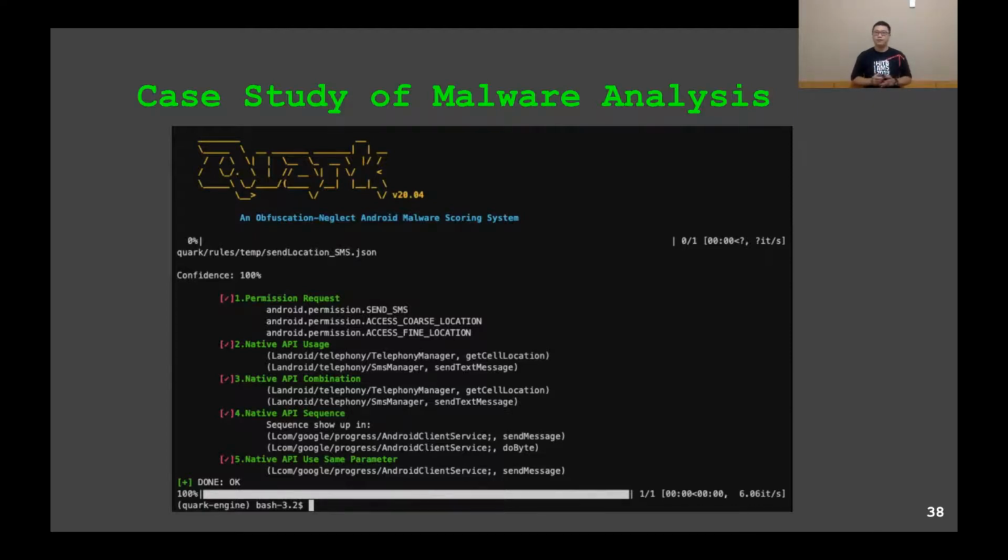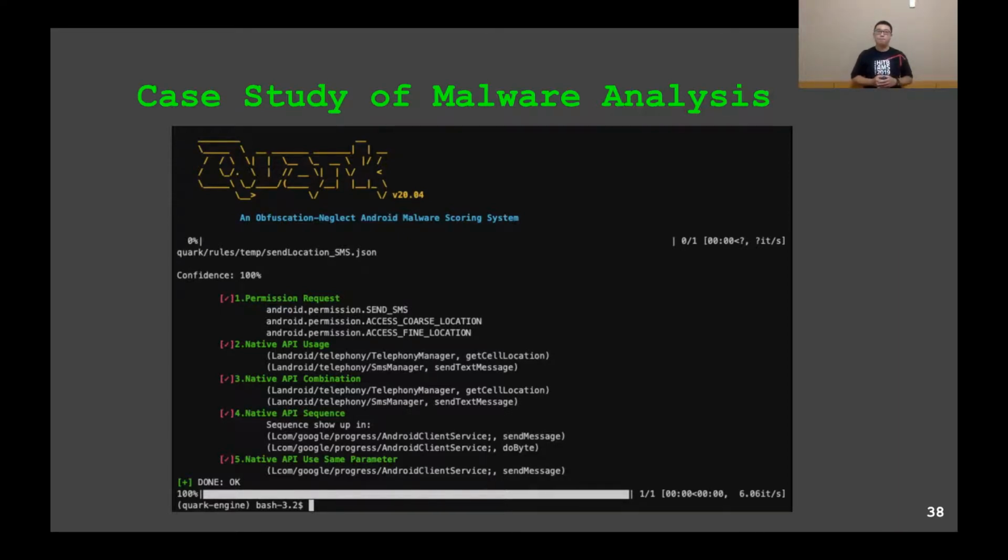So, for example, we try to find if the malware sends out your location data by using SMS. In this report, we list out the evidence we found in each stage of the Android malware crime order theory. And this report shows we find evidence in every stage, which means we have 100% confidence that the malware has this behavior.